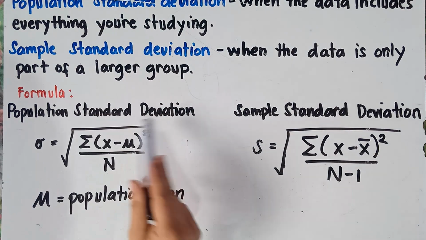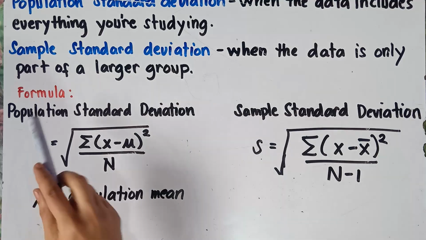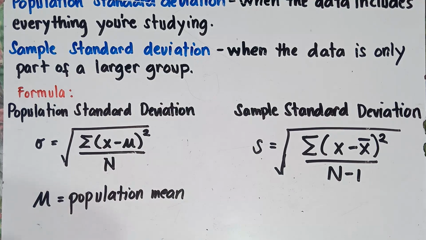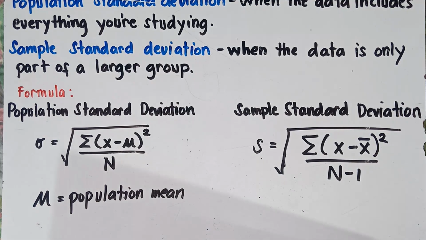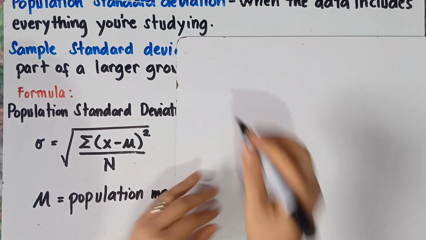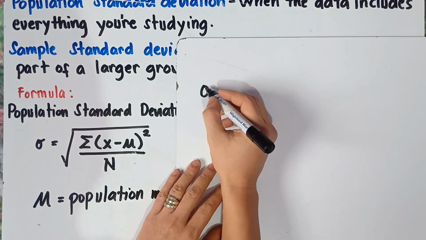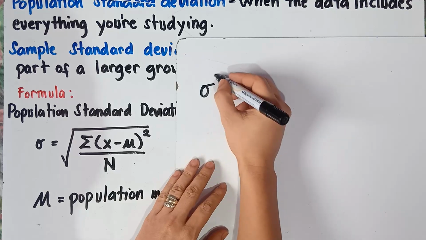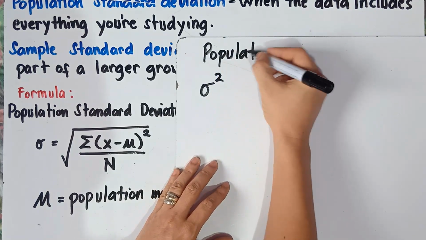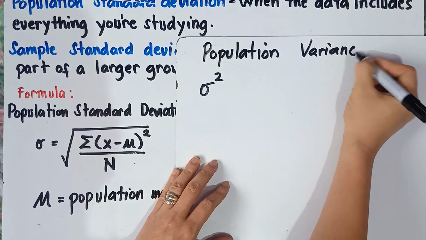So once again, standard deviation, that would be the square root of variance, right? Now, since we are dealing with population standard deviation, that would be the square root of the population variance. Let me just explain this one, class, for you to understand. The formula for population variance: this will be the symbol for population variance. It's like letter O with a line on the top and then squared. So this is what we call the population variance.